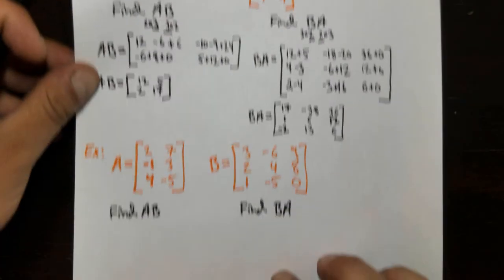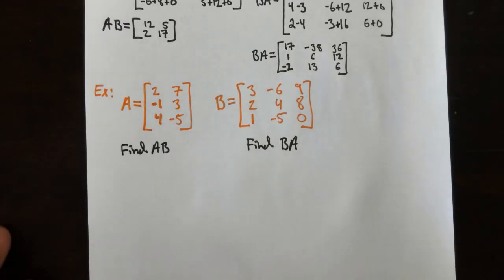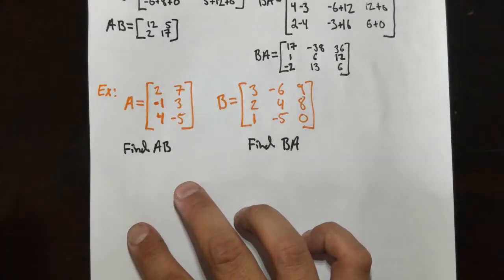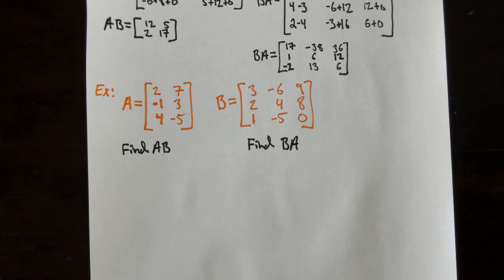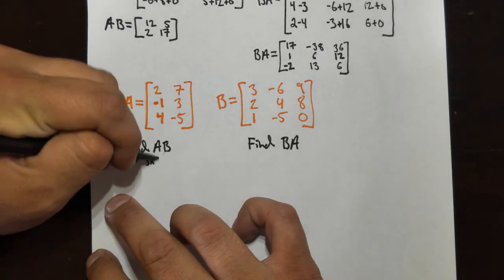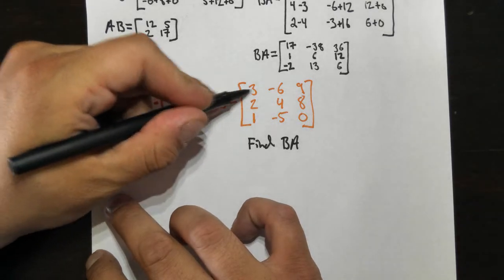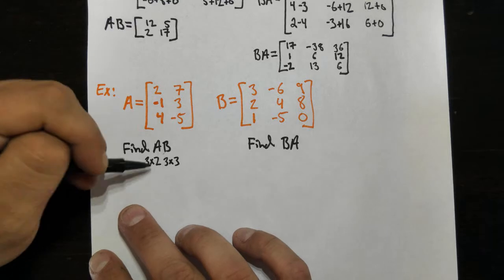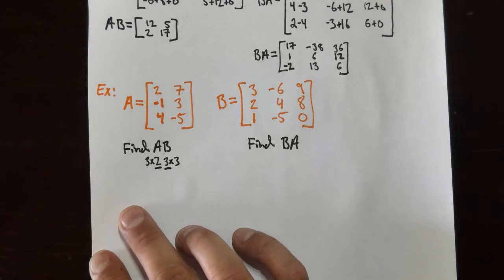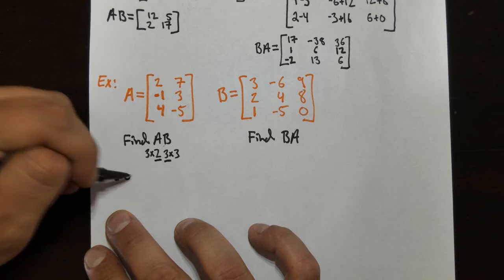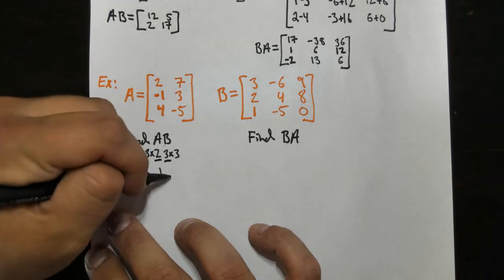Moving on to the next example here. So now we have A. A is a 3 times 2, and B is a 3 times 3. So find AB. Let's first see if we can find it. So A is a 3 times 2, and B is a 3 times 3. Well, would you look at this? The middle numbers are not the same, so therefore we cannot multiply.